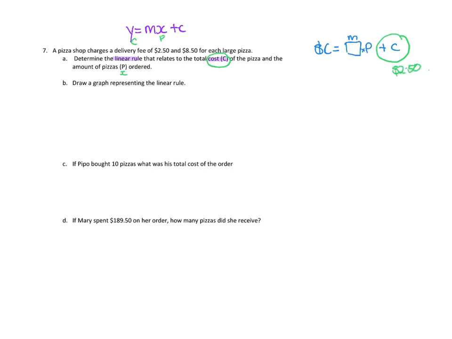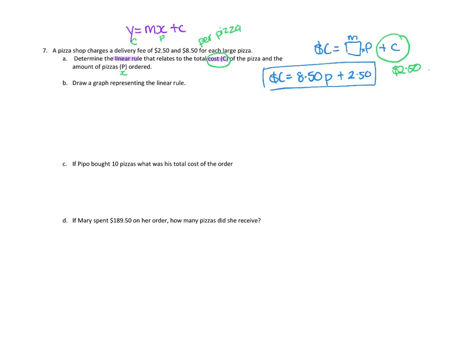And then how much will my bill go up for each pizza? $8.50. So can you see $8.50? Could I say it's $8.50 per pizza? Could I say that? Does that still say the same? Do you remember when I said the word per means the gradient? So you can see it there. So you know that you've now got the rule for cost is actually $8.50 times P plus $2.50. Yeah, so we've got the rule.